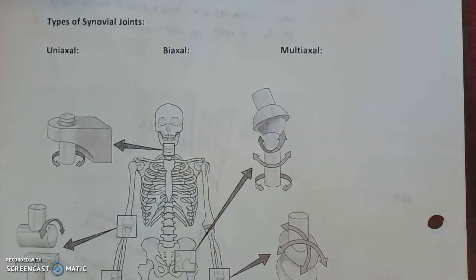Welcome to video 5 for chapter 9, joints for anatomy and physiology. So we are going to look at the different types of synovial joints and give several examples.